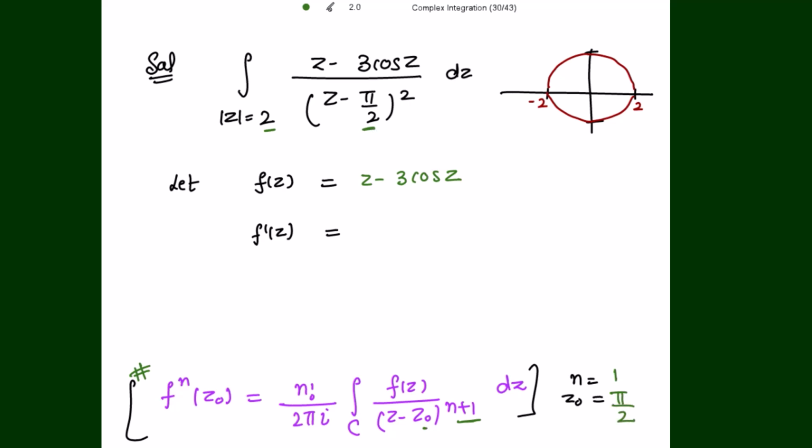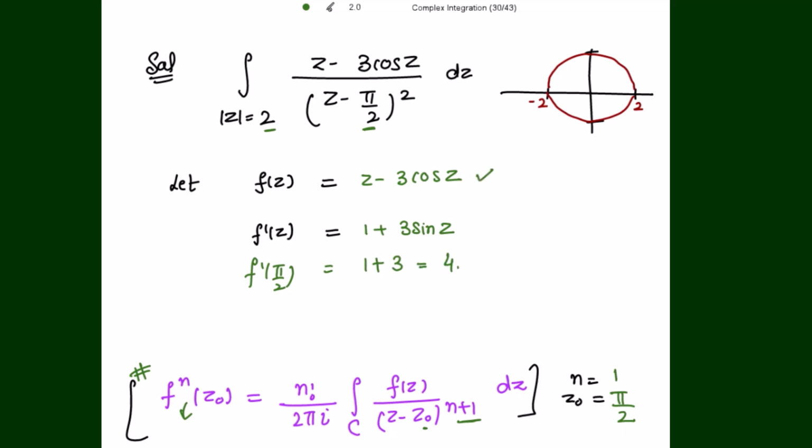So for n equal to 1, this becomes the first derivative of the function at z0. So we need f dash z also. Let's calculate the derivative of f(z). That is 1 plus 3 sine z. And the value of this first derivative at z0, that is pi by 2, just put the value of z as pi by 2 over here, we get 1 plus 3 sine pi by 2, which is 1 plus 3. So this is equal to 4.